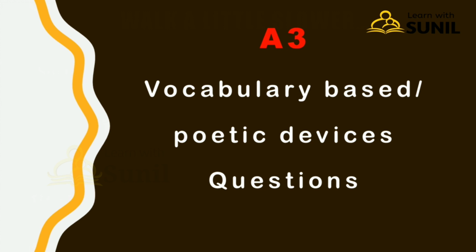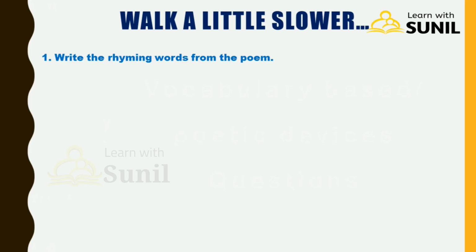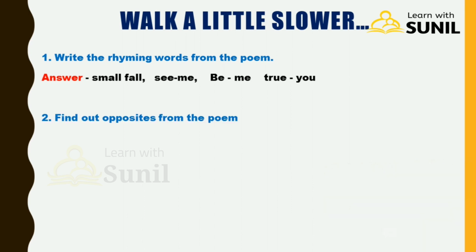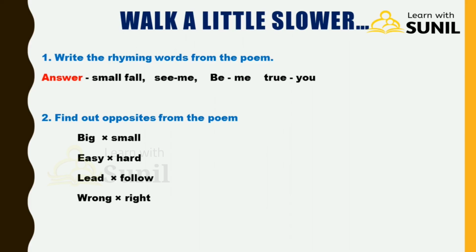A3. Vocabulary based or poetic devices questions. Question number 1. Write the rhyming words from the poem. Answer. A. Small, fall. B. Me, me. C. True, you. Second question. Find out opposites from the poem. First, big, small. Easy, hard. Lead, follow. Wrong, right.